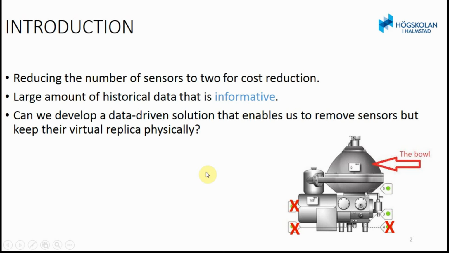So the simple solution for this is we just keep the most powerful pair of sensors and delete the others. With discarding the others, we lose a large amount of historical data that is informative. So we formulate the first problem as this: can we develop a data-driven solution that enables us to remove sensors but keep their virtual replica physically?